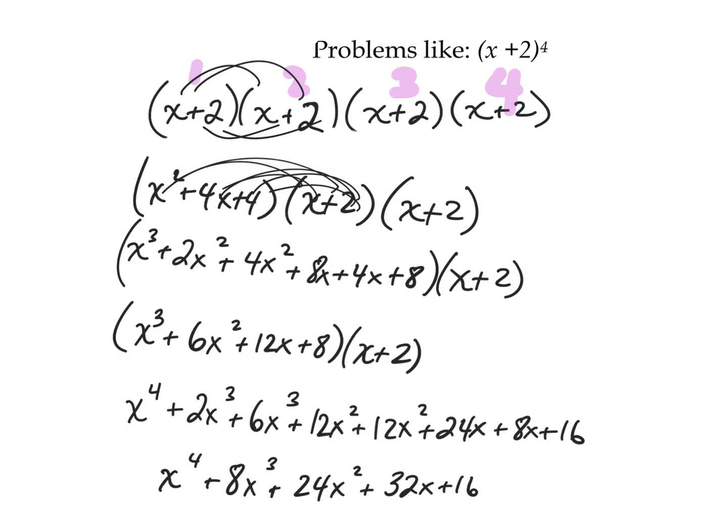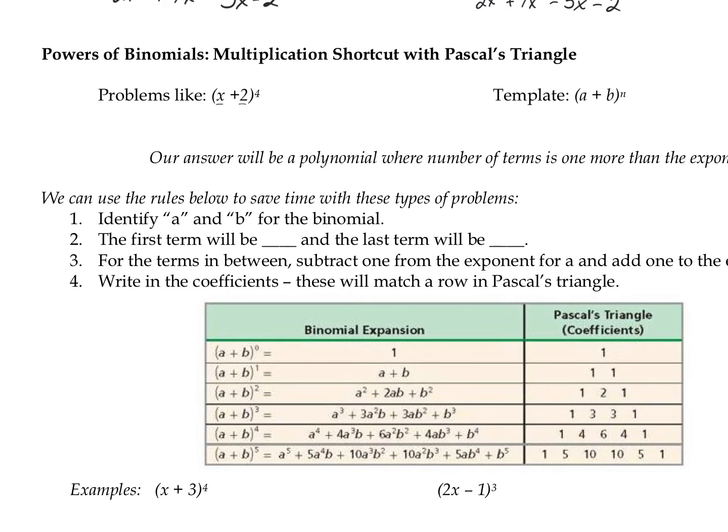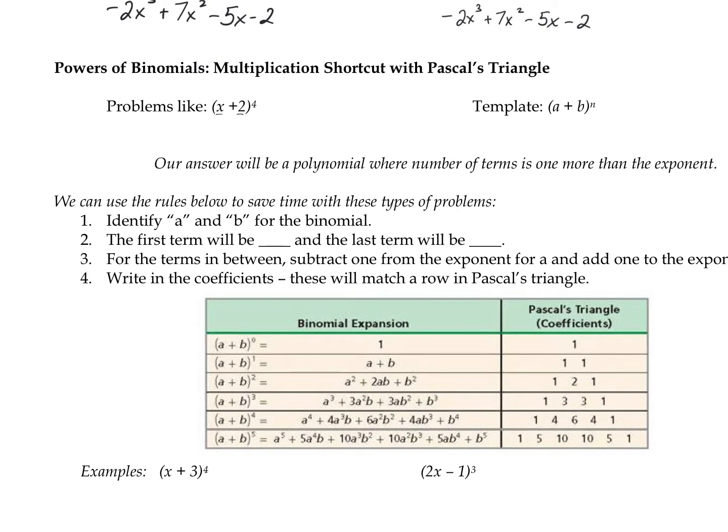There are so many places where we can make arithmetic mistakes, drop an x. I'll be honest with you, I had to erase a few times because I made some mistakes as I worked through this. So this idea of multiplication with Pascal's triangle is just a way to help clean things up a little bit. So when do we use this? We use it when we have a binomial raised to an exponent. This template here is used in this table.